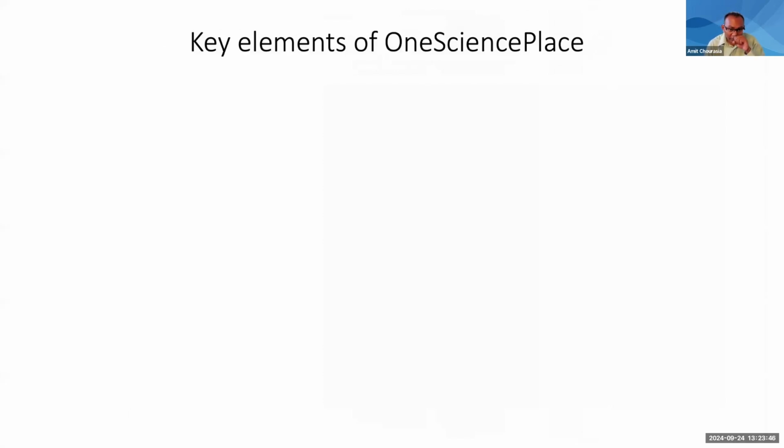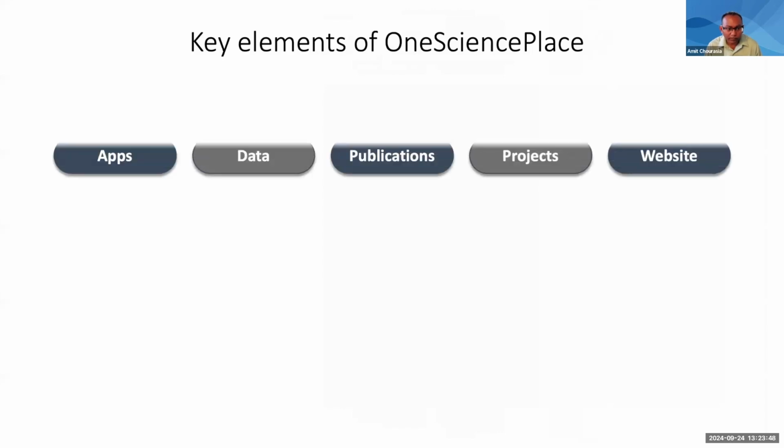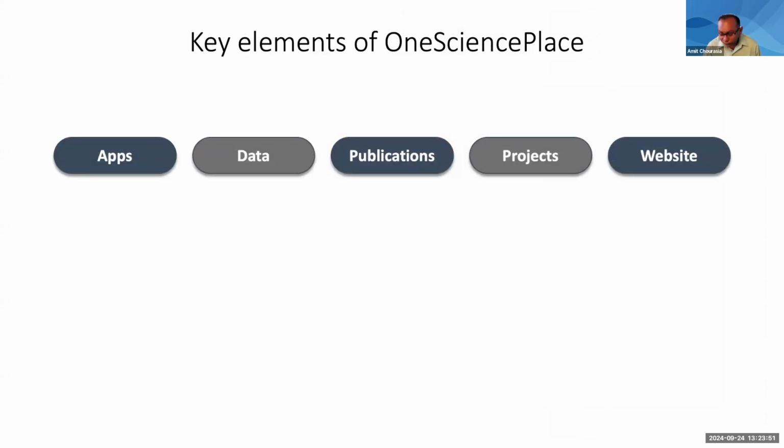So let's talk about some key elements of OneSciencePlace. In OneSciencePlace, we have a notion of apps or applications. These are software applications that can be deployed on the platform. Then we have the notion of data that comes with either input, output, or curated data that may be hosted. That ties into publications. The idea is to enable first-class publications on the platform that will include your persistent identifiers in different shapes and forms. We can talk about that in a little bit.